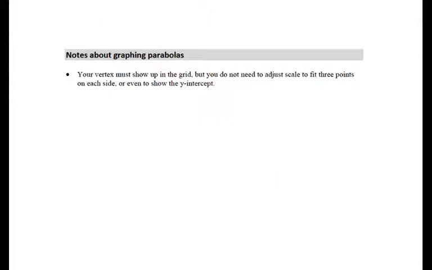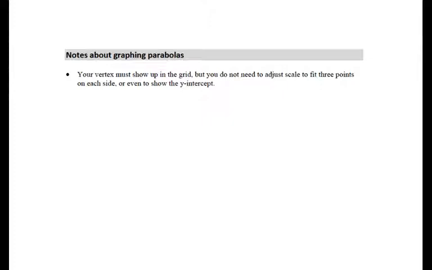And just a quick note about graphing parabolas. Sometimes students think they absolutely have to fit all of those points, and there are maybe cases where your vertex is close enough to the edge that maybe the third point will be off the grid. If that happens, that's fine. Don't readjust your scale in order to fit everything. Just plot the points that fit there in that grid.